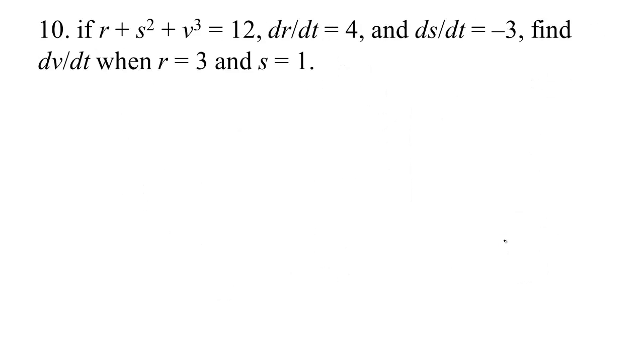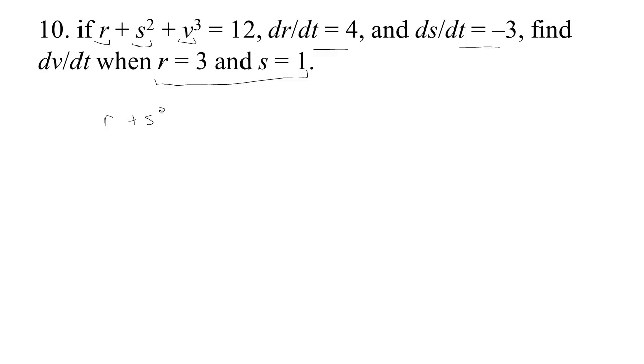All right, one more, and we'll move on to maybe some more applied problems. Okay, here we have three quantities. There's r, there's s, and there's v, and this particular combination of the three always has to add up to be 12. So if we know the rate at which r is changing and the rate at which s is changing, and maybe a little bit about what their current values are at some particular instant, then we can find the rate of change of v at that particular instant.